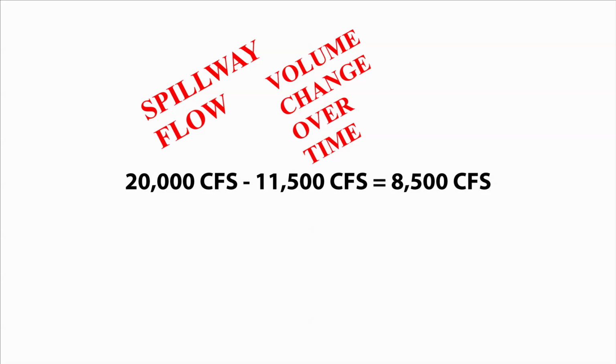The unknown inflow is 20,000 CFS, which accounts for the spillway discharge, minus 11,500 CFS, which accounts for the lake volume decrease. The calculated inflow is 8,500 CFS. When the spillway is flowing and the lake is falling, the unknown inflow is equal to the spillway outflow minus the flow determined from the volume change in the lake.